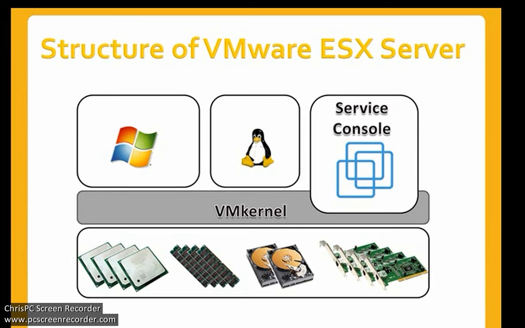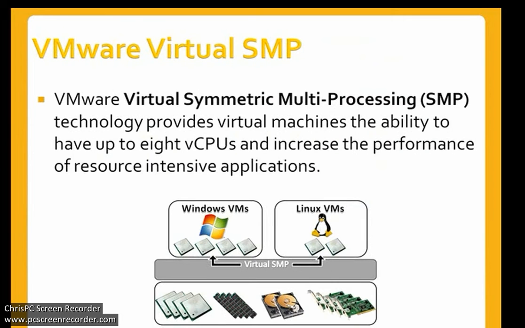And again, the service console doesn't exist with ESXi. Virtual SMP, or virtual symmetric multiprocessing. What does that mean? That is the technology that allows you to assign more than one virtual CPU to a VM, up to 8 vCPUs per VM. And that's useful for resource intensive applications that need more horsepower, your Exchanges, your SQL servers, your Oracle servers, that might need more horsepower in order for them to function and be more responsive. Virtual symmetric multiprocessing gives you that ability.